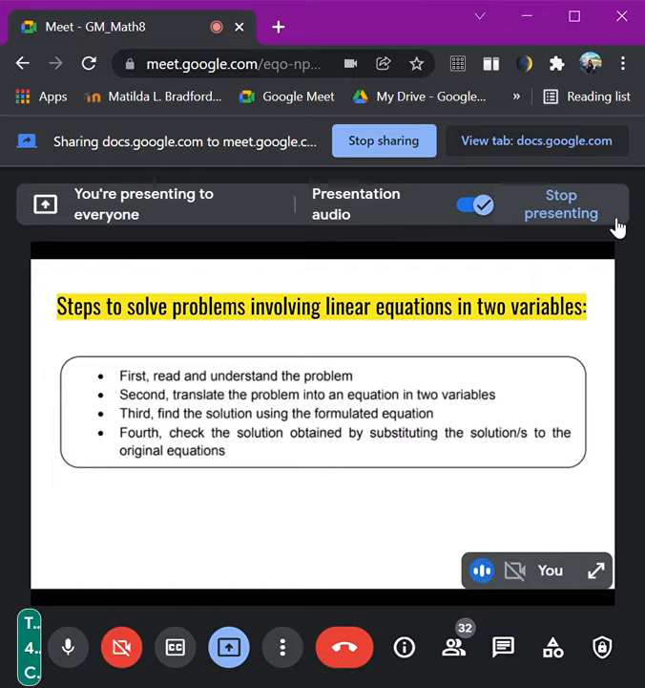So, i-substitute rin siya sa imuhang original equation or katong imong gibuhat nga equation pag step 2. And then, if you can see nga true ang iyahang kinaobsan or ni-equal sila, then it means to say that your answers are correct. Okay? So, these four things will lead you to correct answer in solving problems involving linear equations in two variables. Now, this time, let's start solving.